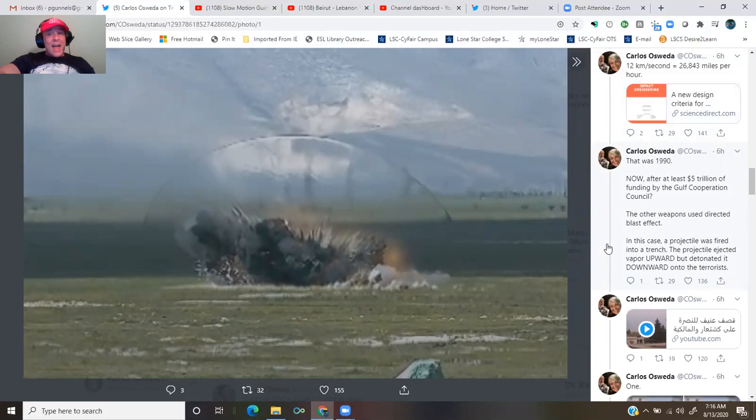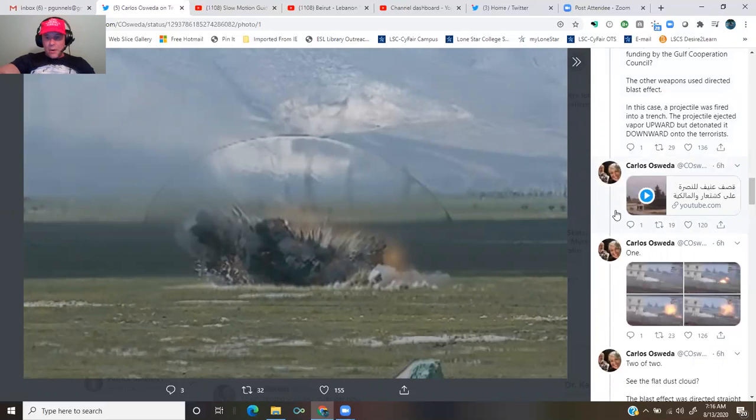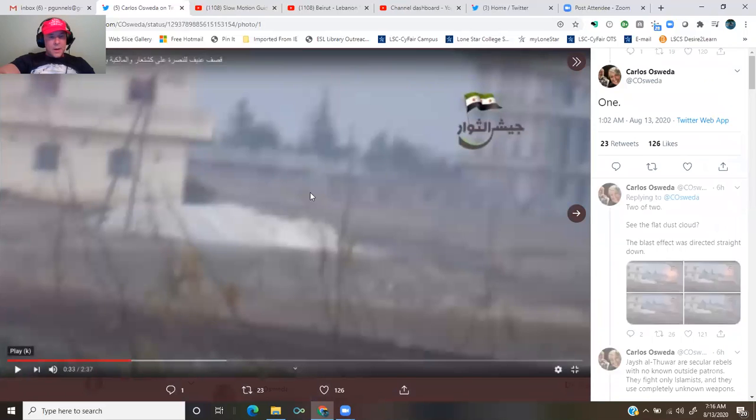Now, after at least $5 trillion of funding by the Gulf Cooperation Council, the other weapons used directed blast effect. In this case, a projectile was fired into a trench. The projectile ejected vapor upward, but detonated it downward onto the terrorists. One. All right. Okay, so here we are.